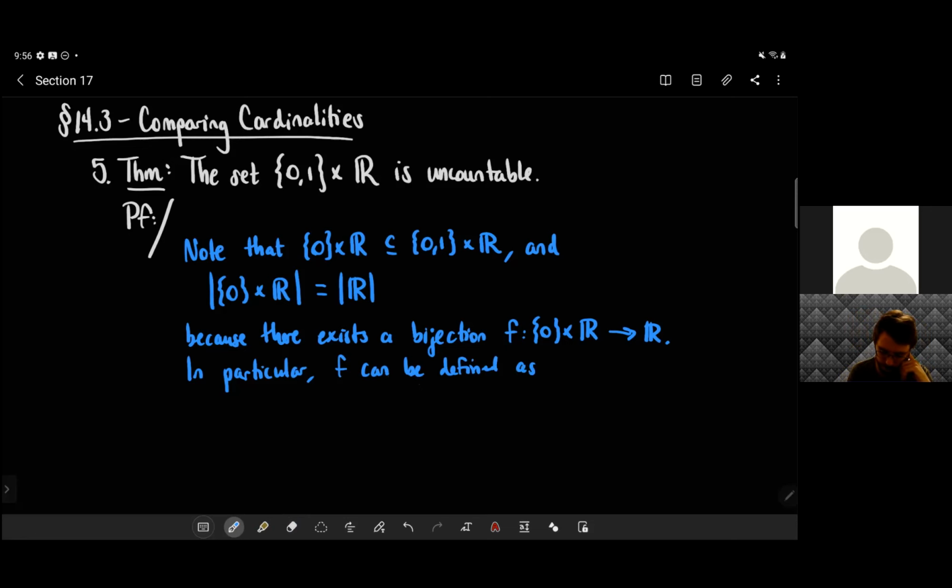F could be defined as, well, take any ordered pair (0, x). Maybe I'll put it in parentheses like that, so you really recognize it as an ordered pair living in this set. Right, so the first coordinate has to be 0. The second coordinate can be any x value in the real numbers. And the most obvious thing to do if I want to spit out a real number is just spit out x.